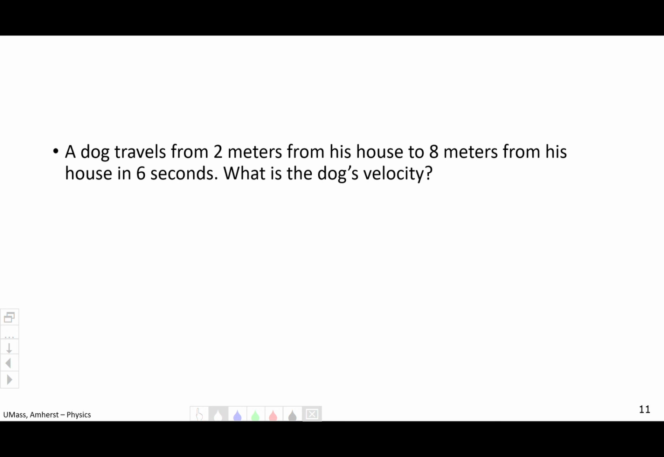All right. So the dog travels from 2 meters from his house to 8 meters from his house in 6 seconds. What is the dog's velocity? So we're going to use our physicsy brains to figure this out. And the first thing we need to do is draw a picture. It's always helpful to draw a picture.